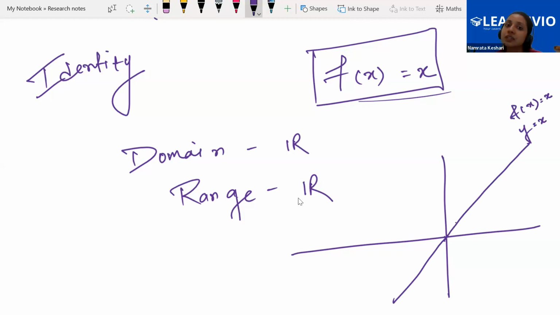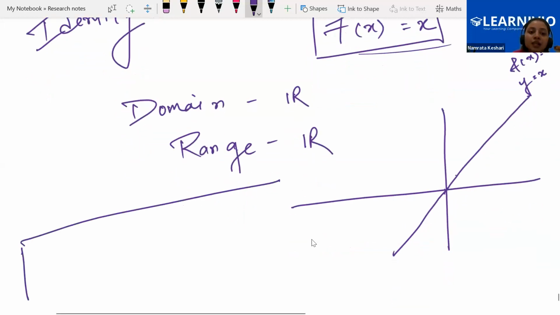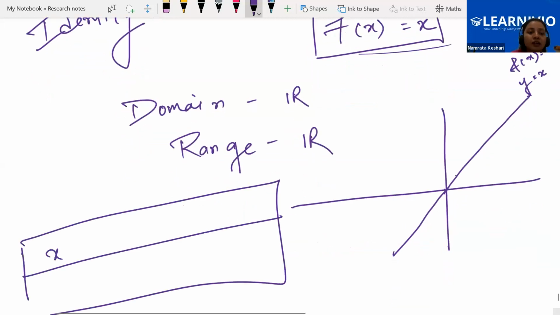How did we get this graph? Just by using the class 9 concept, the table method. Take x, take y, take some random x value, then find y from the equation, locate the coordinate, and then you will get the graph. This is the method which gives us any graph. The graph will pass through the origin, and this is how we will have the graph.